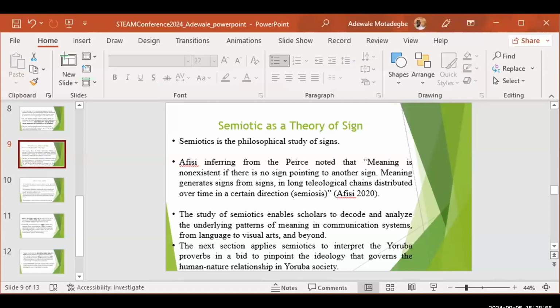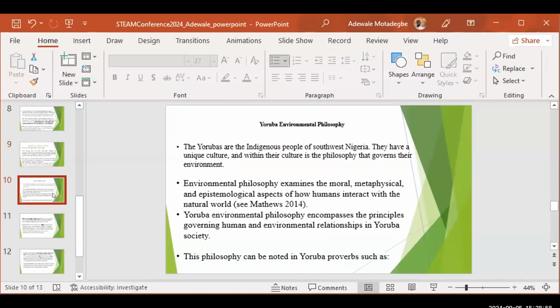So based on this section, I will move to my next section, philosophy in a nutshell. I established that the Yoruba are indigenous people of southwest Nigeria. They have their unique culture, philosophy, and ideology, and their relationship with the environment. In order to examine this, I bring in Yoruba proverbs. I established that Yoruba environmental philosophy examines the moral, metaphysical, and interactive relationship with the natural world. It encompasses the principles governing human and environmental relationships in Yoruba society.